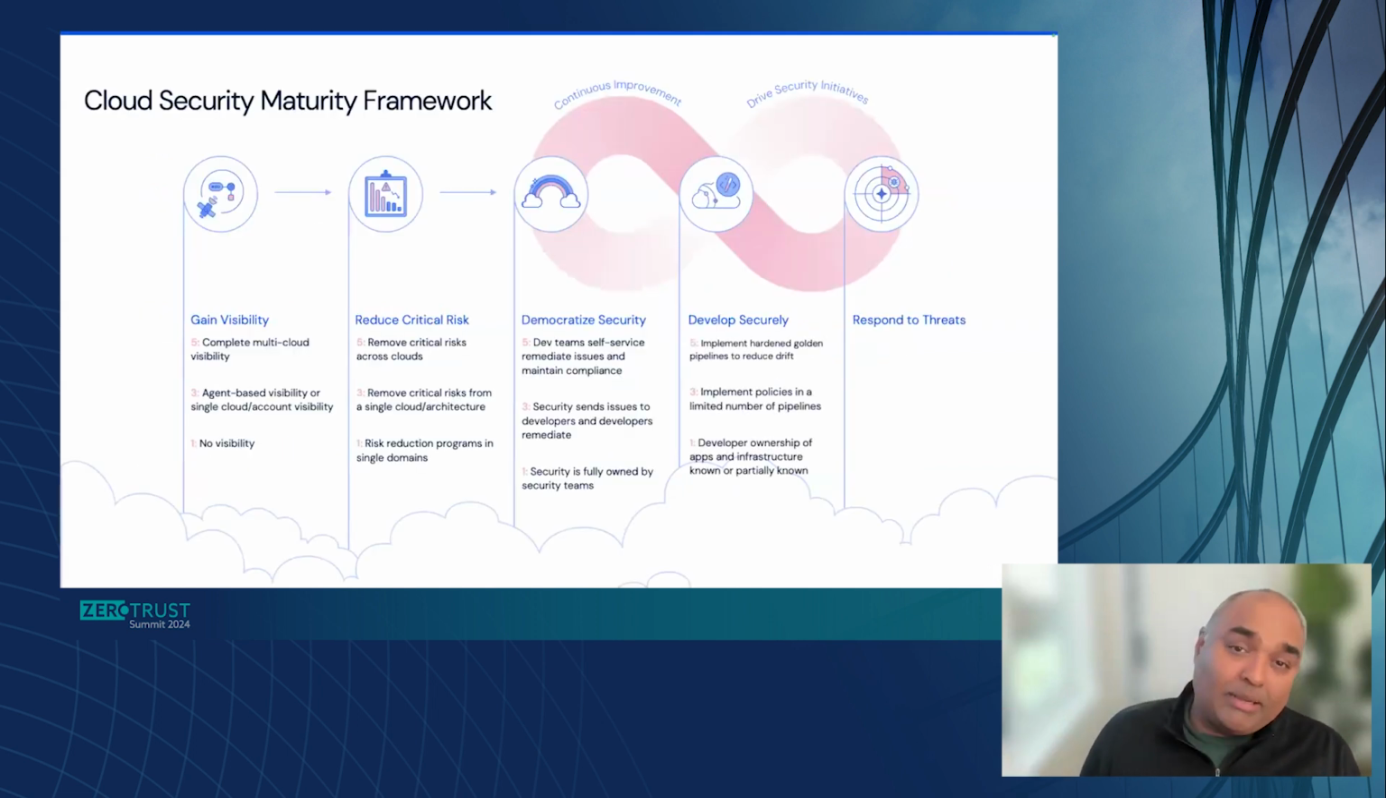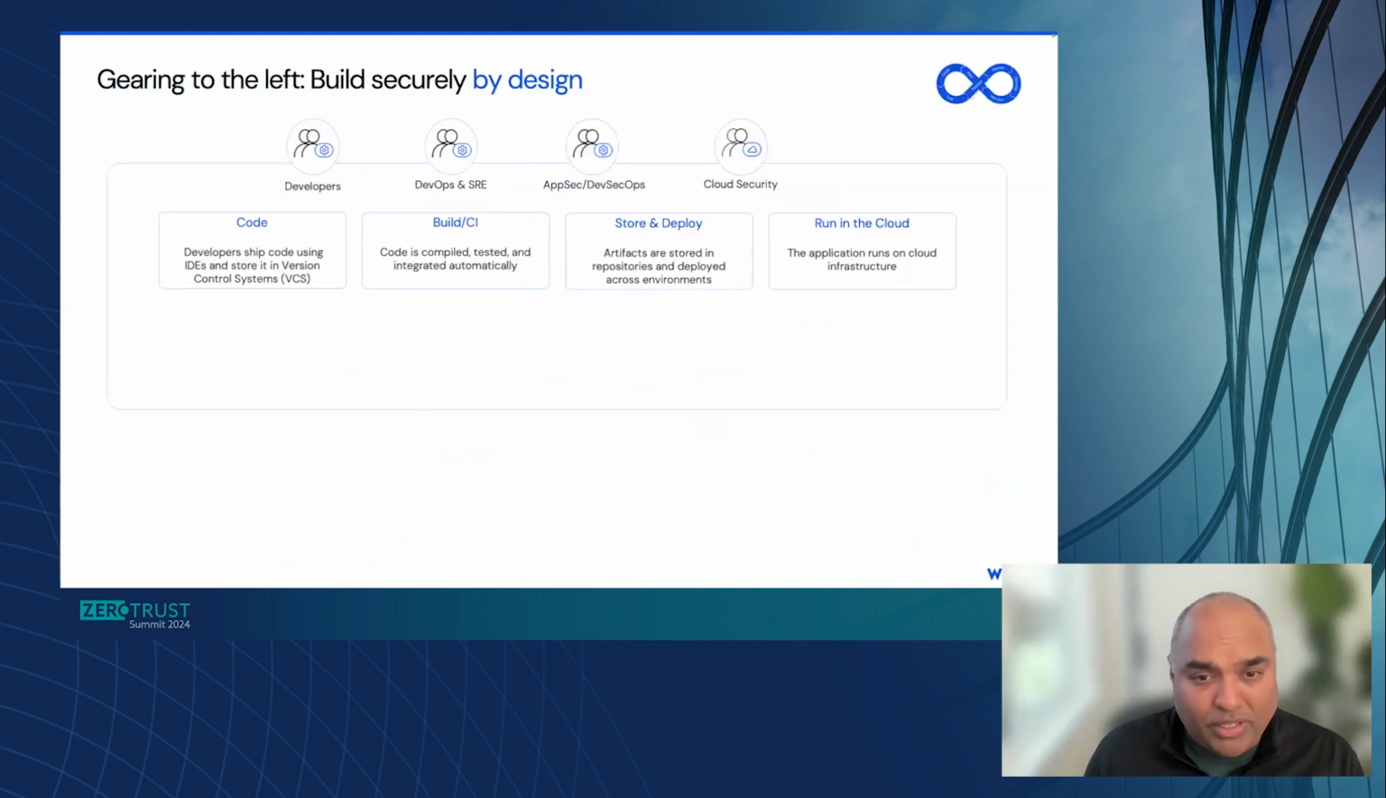So let's take a step back and look at where we are on our journey, right? We've gained visibility, reduced critical risks, we've even democratized. Now, what else can we do? The next step is possibly shifting left or leaning right, depending on the needs of the organization. Here, teams can shift left and build securely by design, which has a lot of benefits to the organization. As we shift left, we understand that individual teams have different approaches to shifting left.